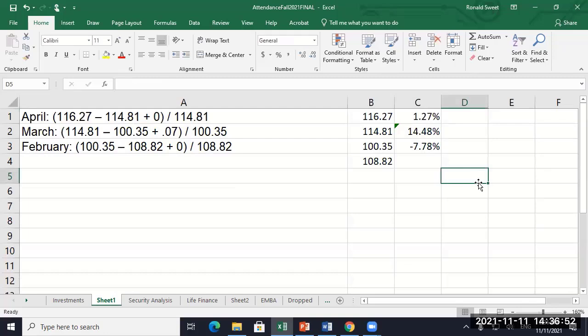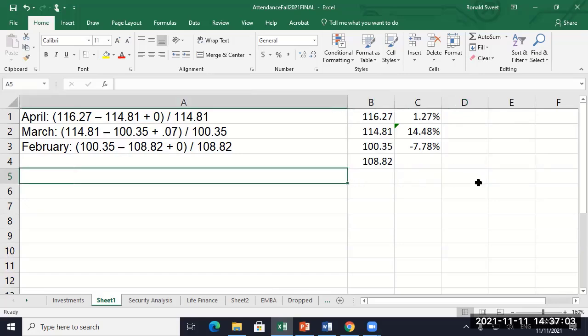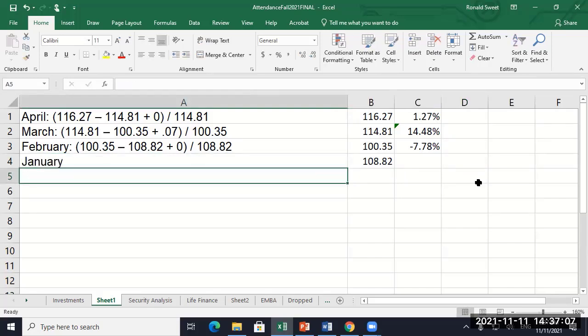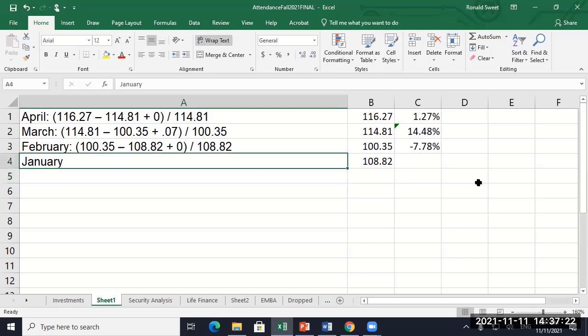127, 1448 minus 778. What's January's return? If I asked you that, what would you say? Not enough information. You don't know that. What if I gave you January 1's price? Would that help? Well, the markets are closed January 1st. What if I gave you January 2nd price? Would that help? No, it has to be December 31st, so you can't do January.